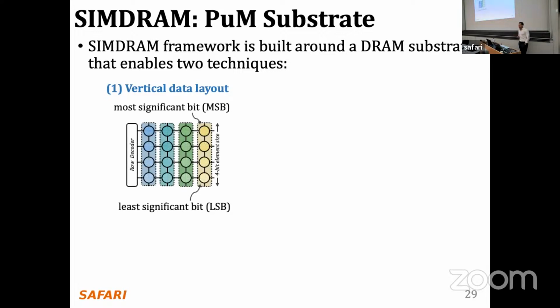As you probably already know from the homeworks, data is stored in conventional systems in a horizontal data layout in the DRAM chip. So if you have a cache line of 64 bytes, you take those 64 bytes and divide them across, for example, the 8 DRAM chips that you have in a DRAM rank, and each of those 64 bits in one DRAM chip is going to be spread horizontally within one DRAM row across many different DRAM columns.